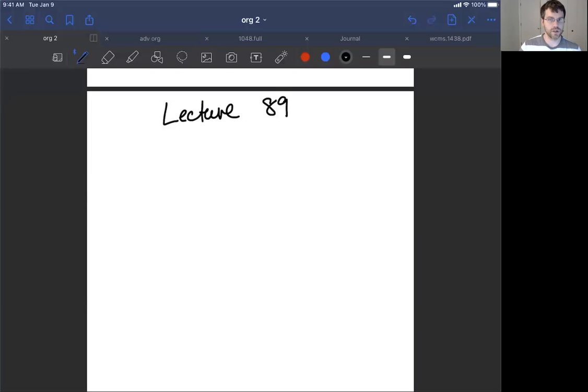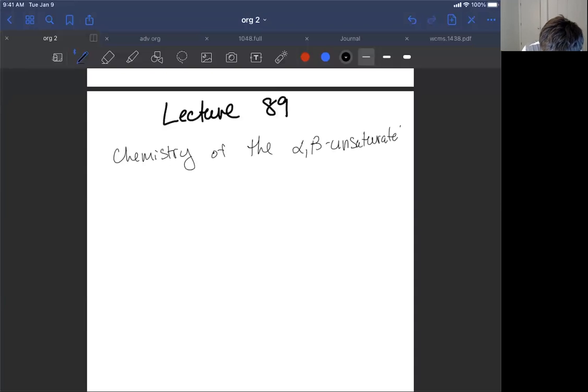Okay, so in this lecture, I want to look at the chemistry of the functional group that we were introduced to last time, which was the alpha beta unsaturated carbonyl. Recall, the alpha beta unsaturated carbonyl is a functional group where we have a carbonyl, and then at the alpha position extending into the beta position, we have an alkene.